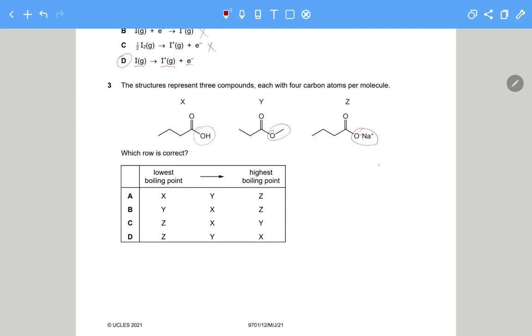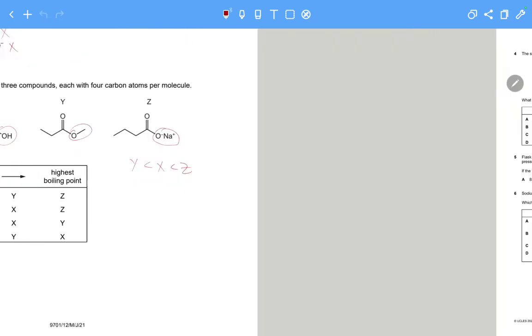So Z seems to be the largest, followed by X, which is hydrogen bonds, followed by Y, which is only permanent dipole-dipole interactions, which are quite weak comparatively. So we know the order is Y, X, Z from lowest to highest, and that seems to be option B. So we'll go with that.